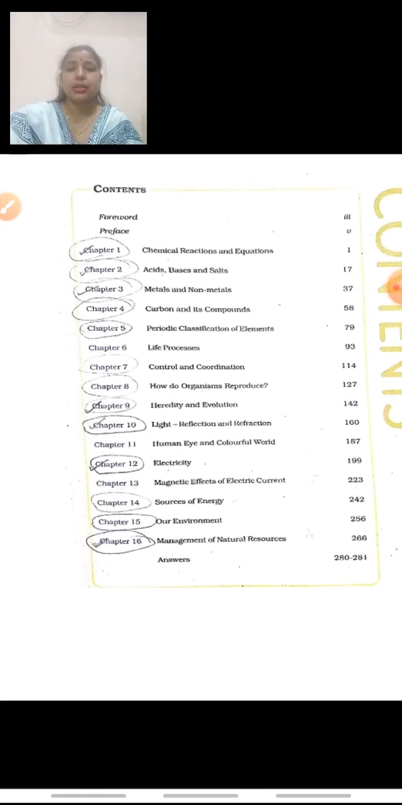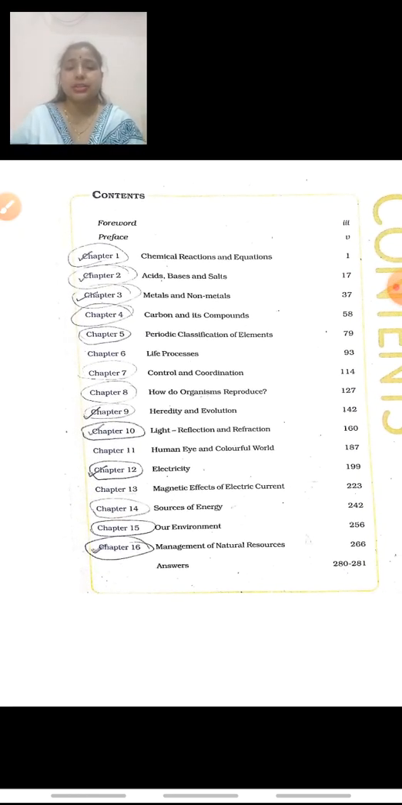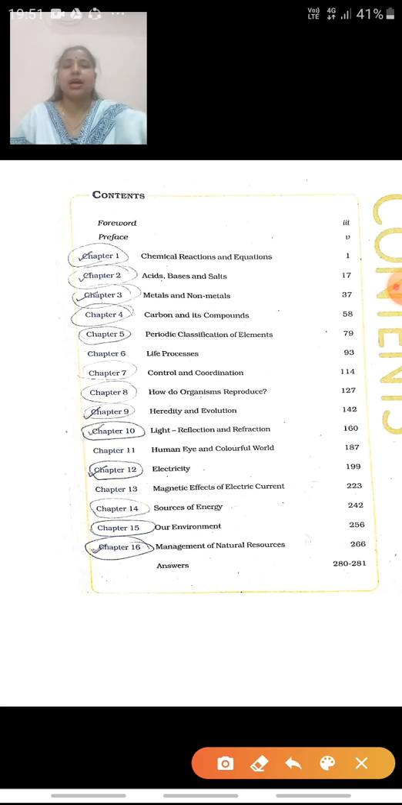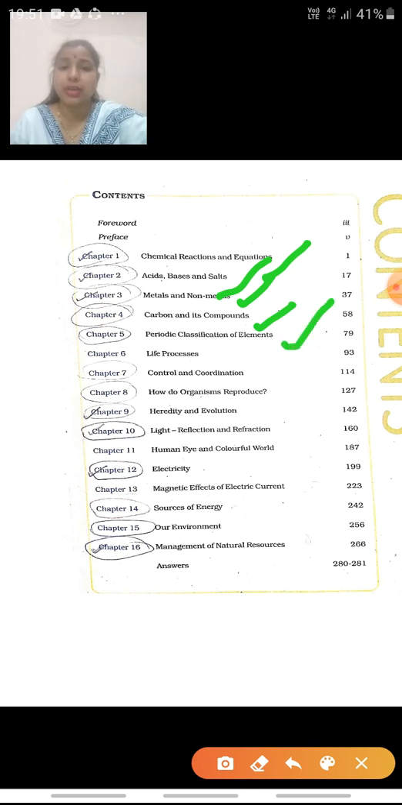The picture being displayed on the screen is of your NCERT textbook for standard 10th. The contents of the textbook are the 16 chapters. These 16 chapters have physics as well as chemistry as well as biology. The first 5 chapters out of these 16 chapters are of chemistry, namely chemical reactions and equations, acids, bases and salts, metals and non-metals, carbon and its compounds, periodic classification of elements.